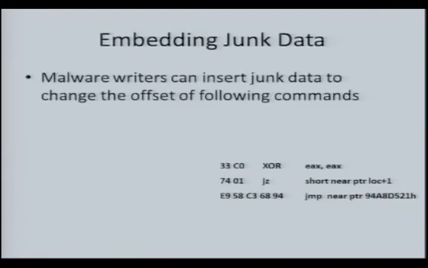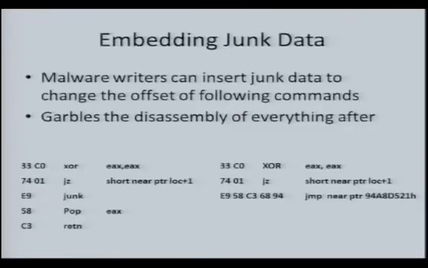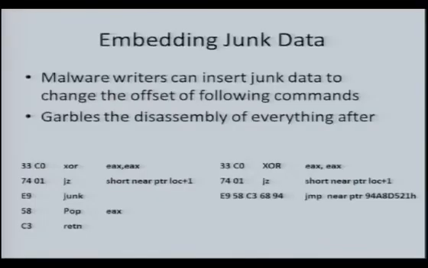Okay, that didn't end up right. They can embed junk data to change the offset for disassemblers. So if you look at what's happening here, you see this XOR EAX that makes EAX 0. Then you see jump if 0, a near pointer 1 byte over. So it's jumping over this junk opcode right here down to this instruction right here, and then it returns. That's what it wants to do at runtime.